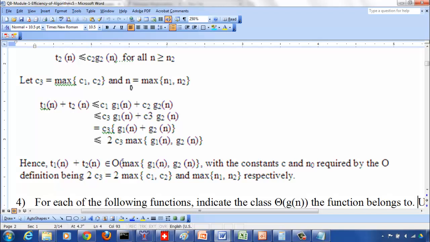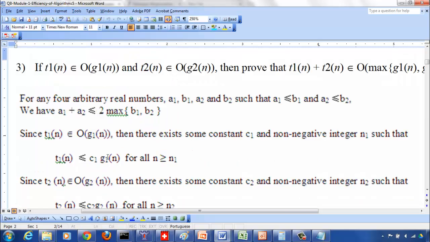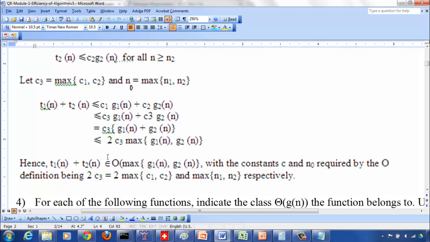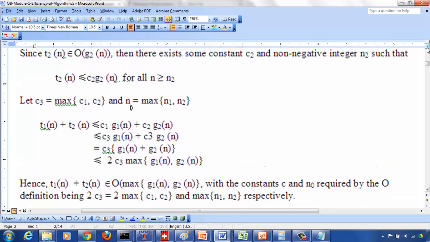T1 plus T2 is less than or equal to a constant times the maximum of G1 and G2. So we can say T1 plus T2 is big O of the maximum of G1 and G2. So we are now going to introduce a constant n0, that is the maximum of n1 and n2, because this holds good for n greater than or equal to n1.